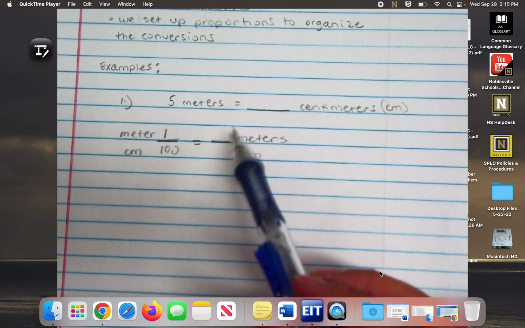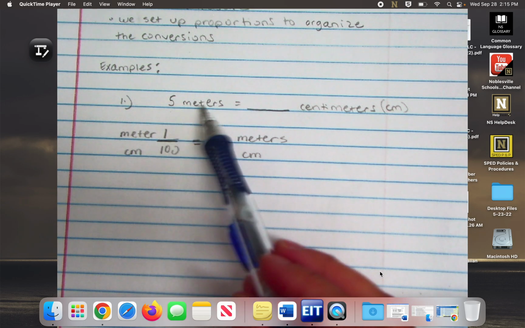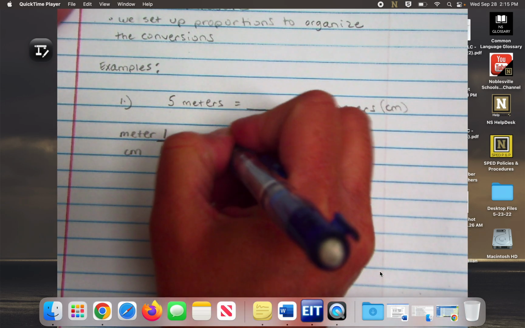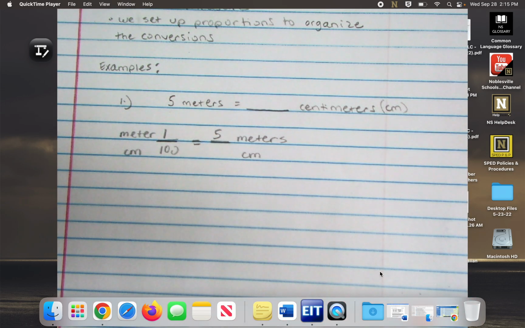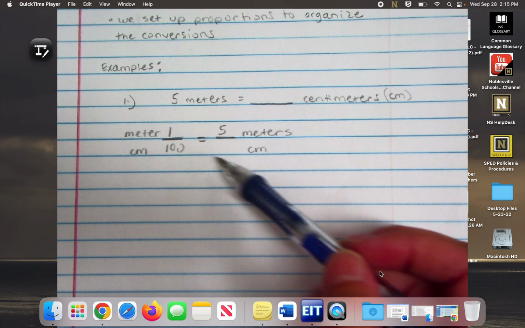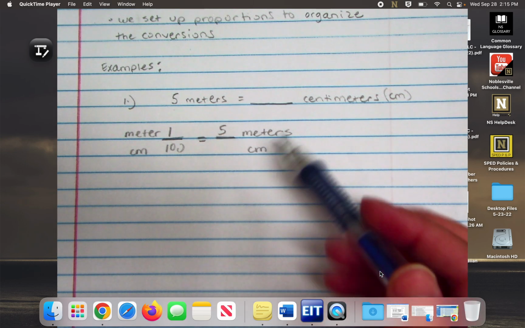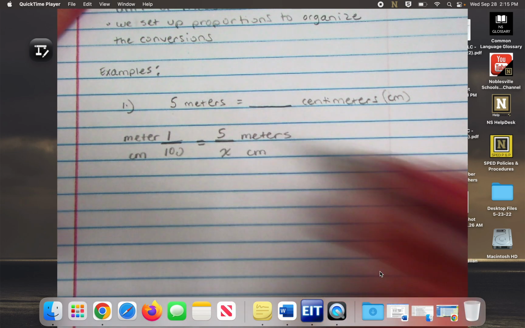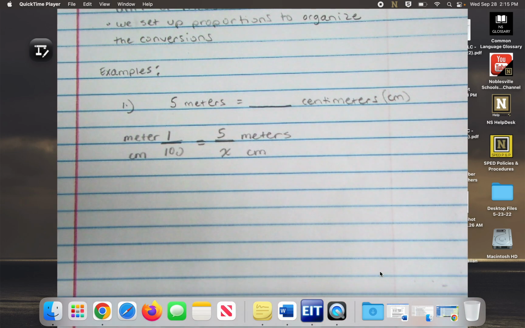So then I'm going to look at what I'm given. I'm given 5 meters. So that's where I'm going to put my 5 next to the meters. And my unknown is centimeters. So what letter am I going to use to represent an unknown value? X. Yep. Okay, thank you. Yep, this should start to look familiar. I know you guys did a lot of this in 7th grade.